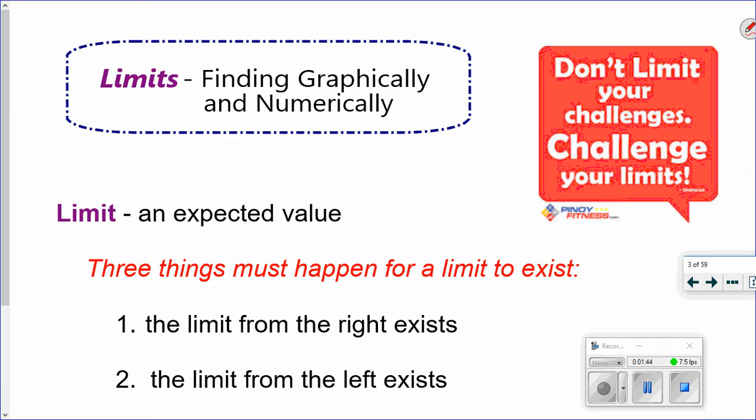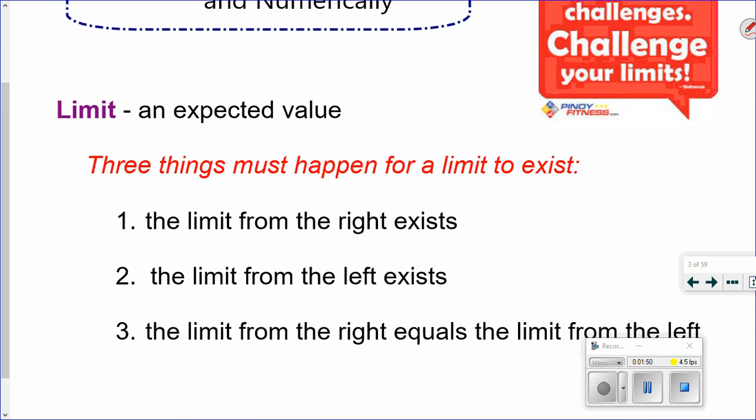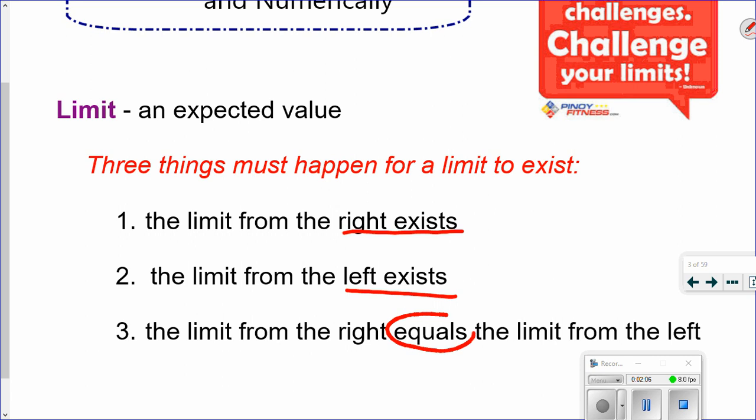So let's look at some examples. To find a limit graphically and numerically, we need to know three things. The limit from the right must exist, the limit from the left must exist, and the limit from the right must equal the limit from the left. If those three things are not true, then there's no limit. This is very important. Definition part 3 is how we prove that a limit exists. So you have to show that the limit from the right equals the limit from the left in order to show that a limit exists.